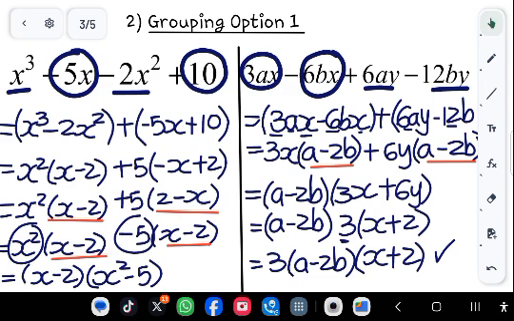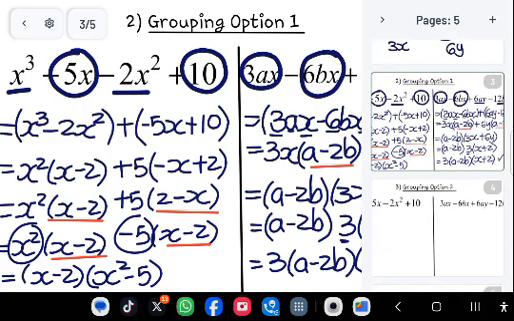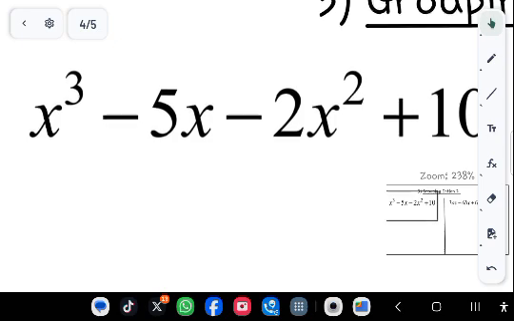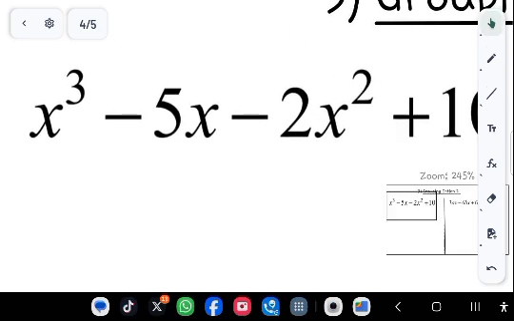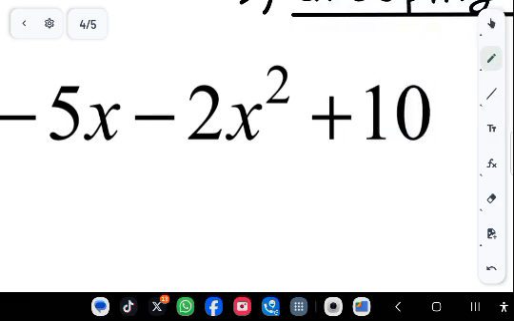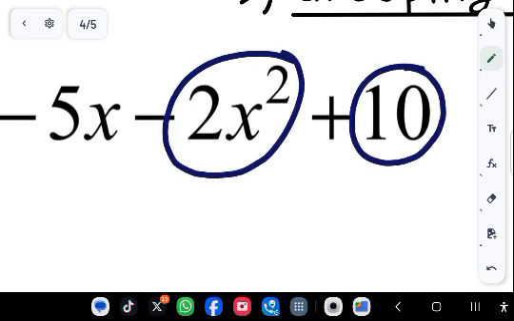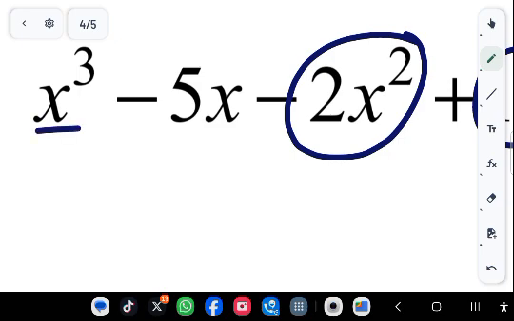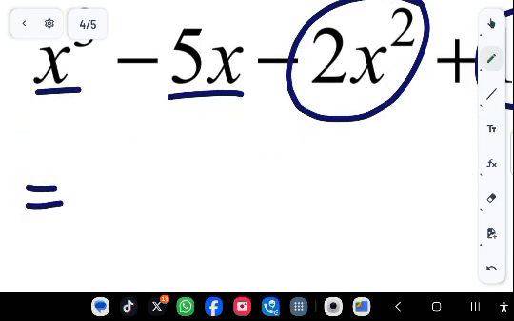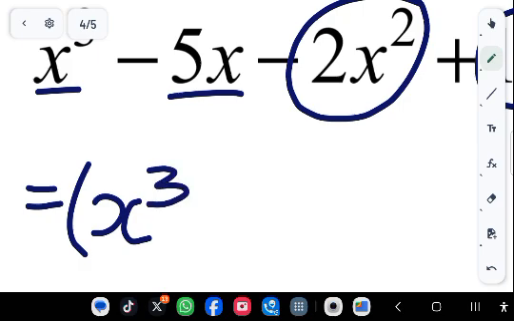That's option 1 for both cases. We paired the x's over here, and the x squared over here, the x's over here, and the y's. Let's use option 2. All right, now let's work using option 2. Now we're going to pair an alternate group. In this one, we're going to pair the x squared and the 10, and then we'll pair the x cubed and the 5x together. So that will be in bracket x cubed minus 5x.